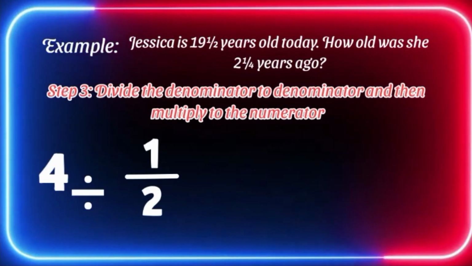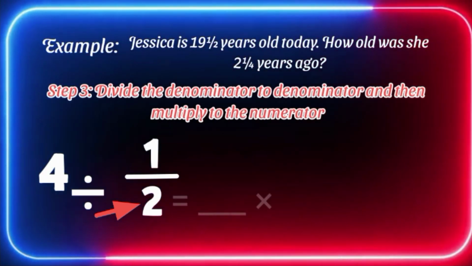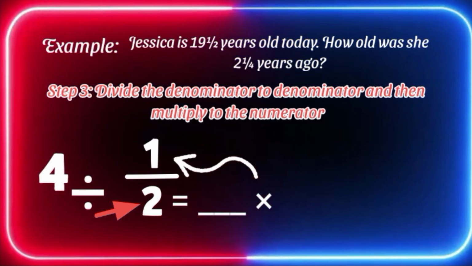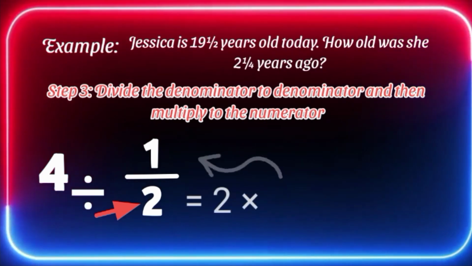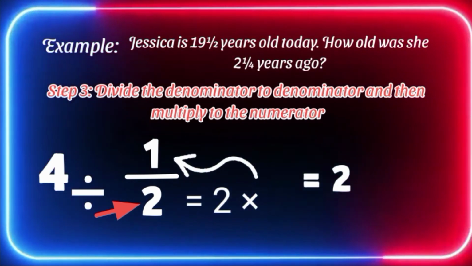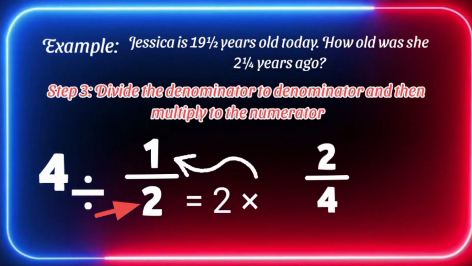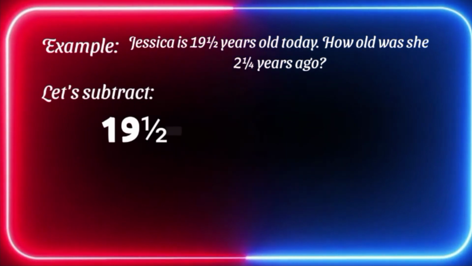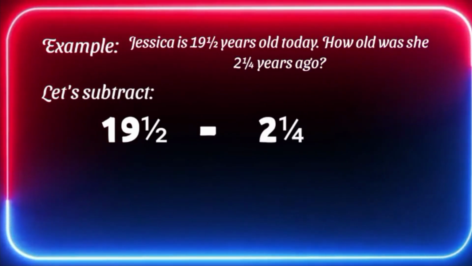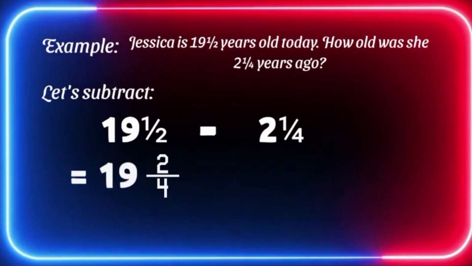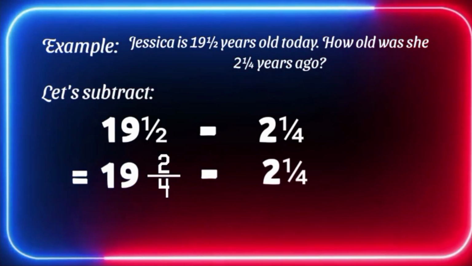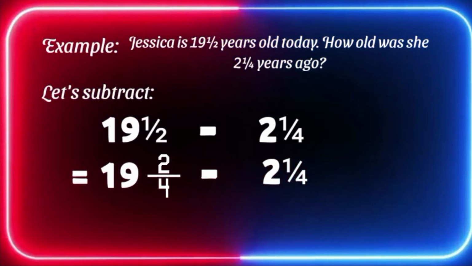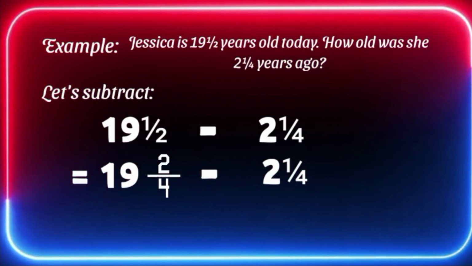Step 3 is to divide the common denominator by the denominator and then multiply by the numerator. So, we have 4 divided by 2 times 1 is equal to 2. And then copy the denominator 4. Now let us subtract 19 and 1/2 minus 2 and 1/4. So let us copy 19 and 2/4 minus 2 and 1/4. Why does it become 2/4? Because we divide 4 by 2. The answer is 2. Then we multiply it by 1.